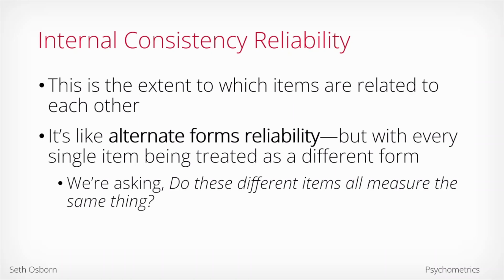Now, internal consistency is kind of like alternate forms reliability, which is where you have different versions of a test and you correlate them with each other to see how related they are. But it's sort of like if we took that idea to the extreme and smashed up the test into so many pieces that we were actually looking at how every individual item is related to every other item. So the question is, do these different items all measure the same thing?